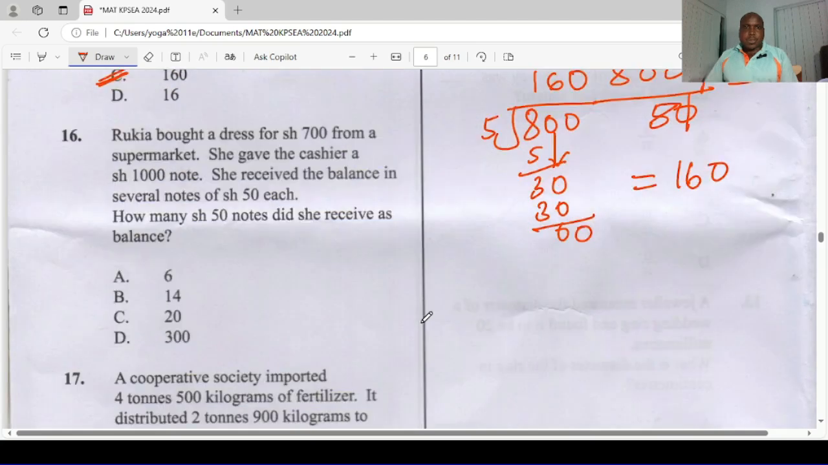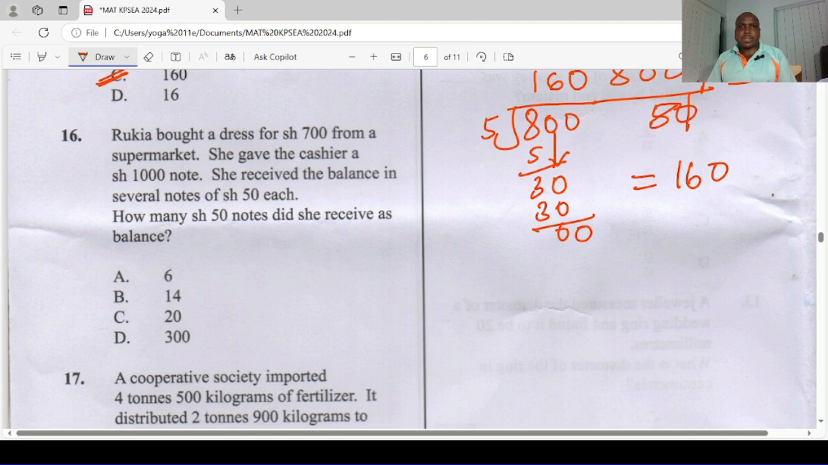Procure bought a dress for shilling 700 from a supermarket. She gave the cashier a 1,000 note. She received the balance in several notes of shilling 50 each. How many 50 notes did she receive?